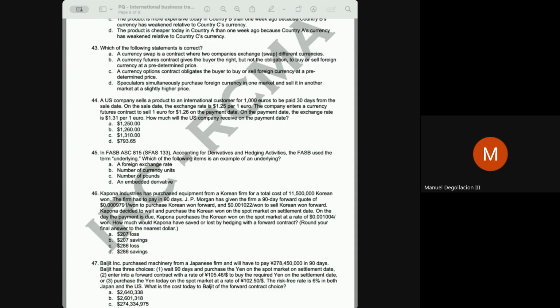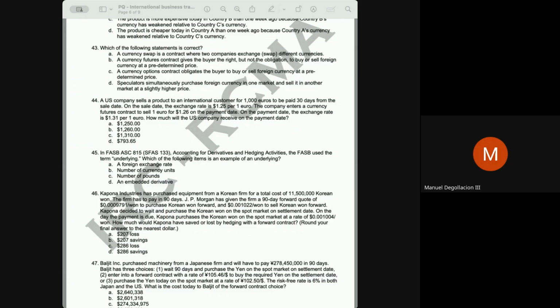Who is the US company here? The US company sells a product, so it is the one selling. And what is it selling? A product for €1,000 to be paid. So the product is worth €1,000 to be paid 30 days from the sale date. Okay. And then on the sale date, the exchange rate is 1.25 per euro. The company enters into a currency futures contract to sell €1 for 1.26 on the payment date.